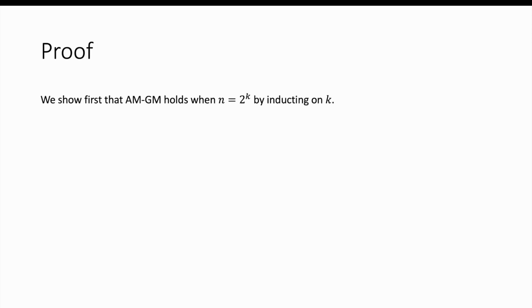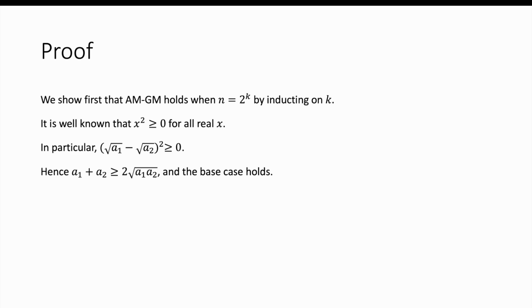We go through a quick proof of AM-GM. It is well known that the square of a real number is always non-negative. So in particular, the square root of a1 minus the square root of a2, the square of the whole thing, is non-negative. So (a1 plus a2) divided by 2 is at least the square root of a1 a2. That means that for n equals 2, we have shown that the arithmetic mean is always greater than or equal to the geometric mean.